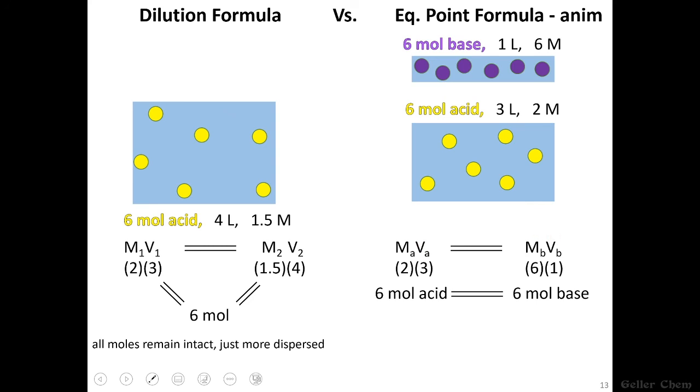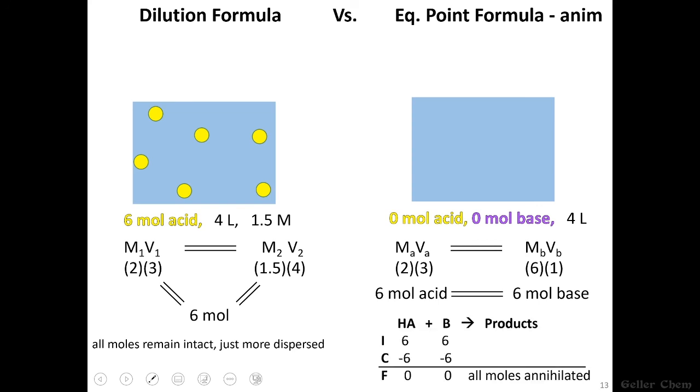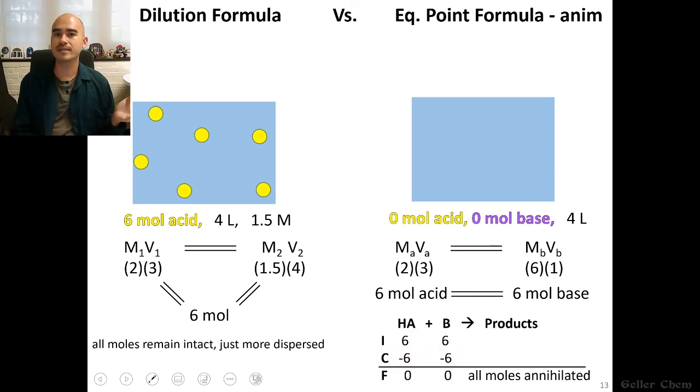But chemically, what's going on here is completely different than in the dilution. Let's see it with a visual. We add the two together, and the moles of acid and base meet and annihilate each other. We now have a 4-liter solution, but we don't have any of either species remaining. If we were to fill out our reaction table, we would say initially we had 6 moles of both, then they went down to 0. So even though the two equations are mathematically identical, conceptually they are completely different.